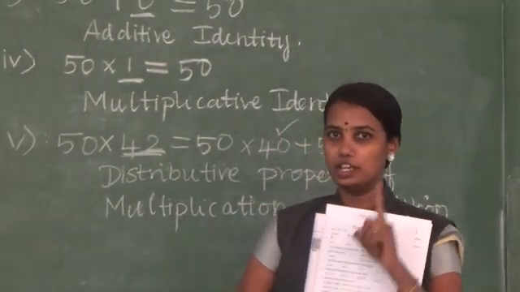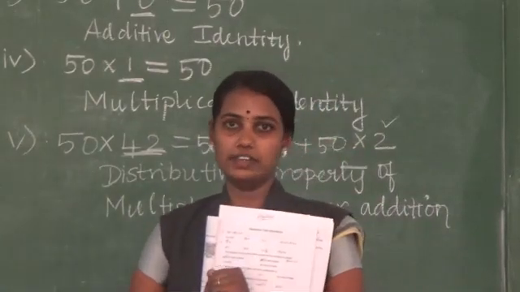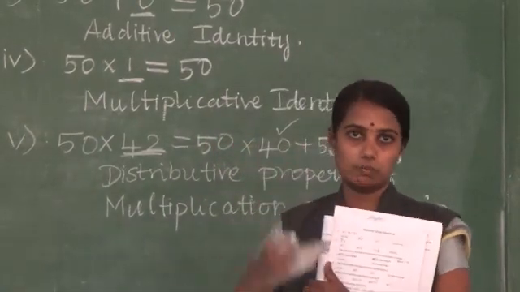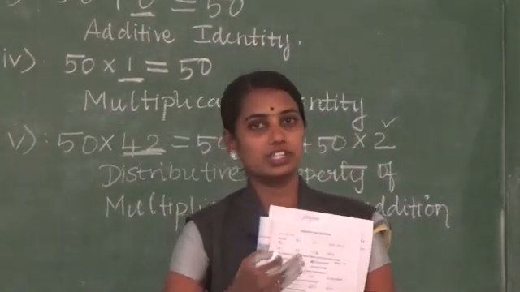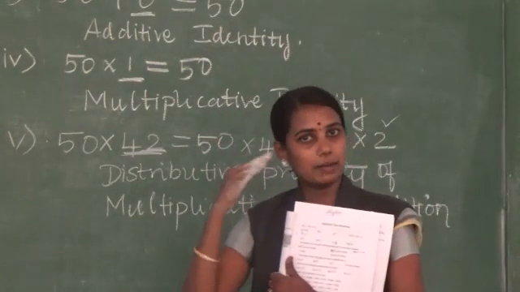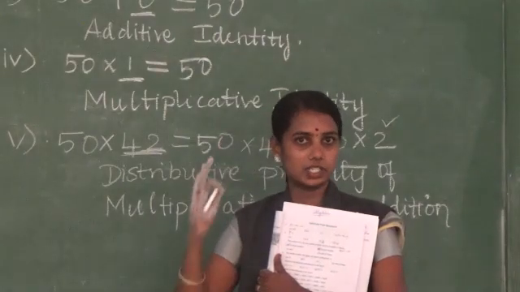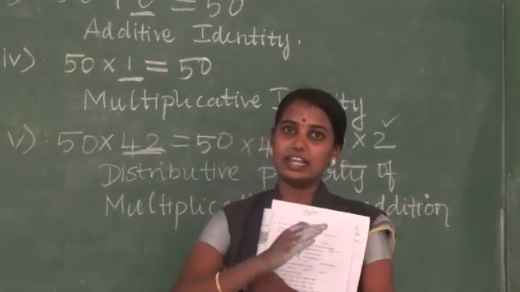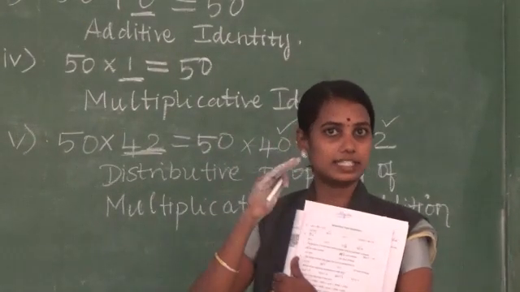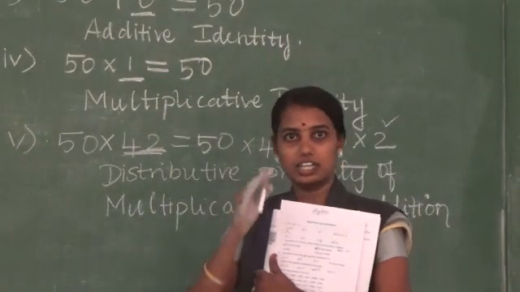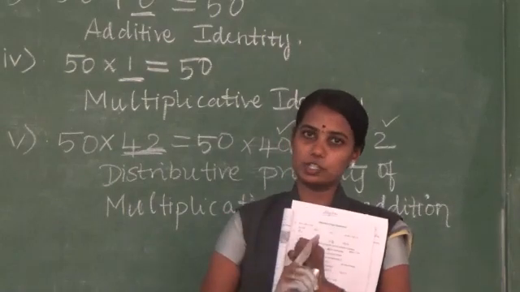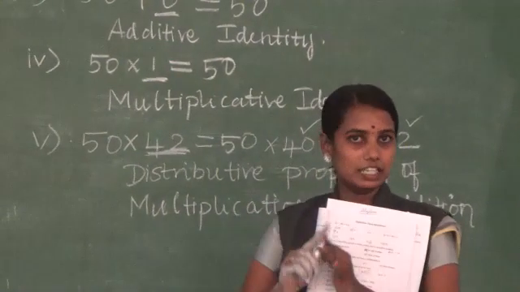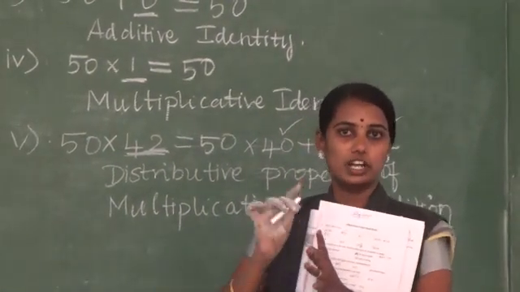0 is additive identity, 1 is multiplicative identity. Then multiplication by 0, division by 0. If you multiply any number by 0, answer is 0. When you divide any number by 0, answer is not defined. 0 divided by any number is 0. Numerator 0 means answer 0, denominator 0 means answer is not defined.